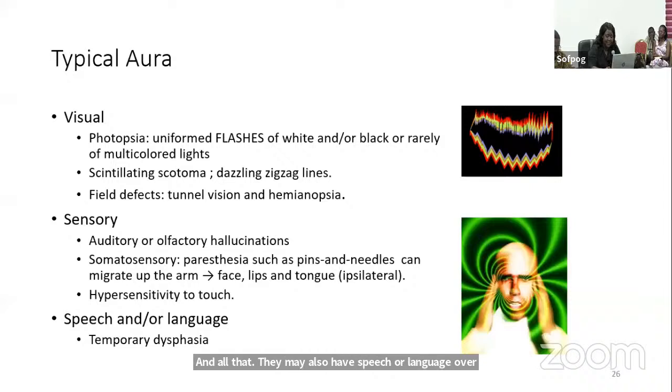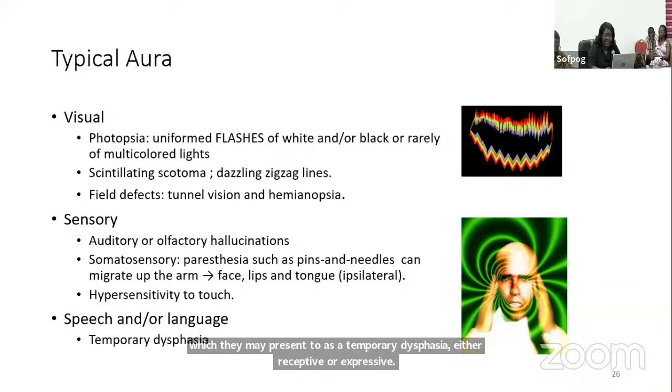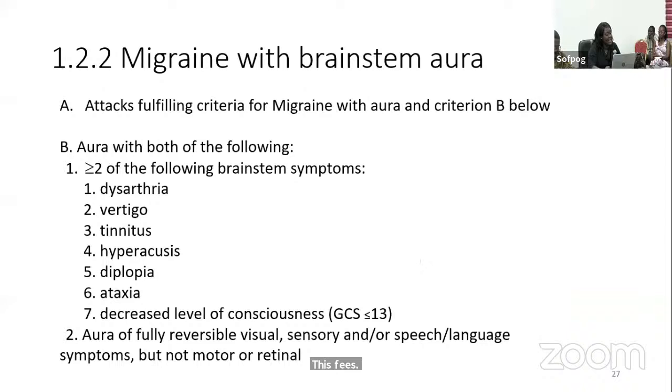We describe a subset of them as having migraine with brainstem aura, and they fulfill the criteria of having migraine with aura, which we have discussed earlier. Aside from that, they should have 2 or more brainstem symptoms, such as dysarthria, vertigo, tinnitus, hyperacusis, diplopia, ataxia, and decreased level of consciousness. And these auras must be fully reversible.